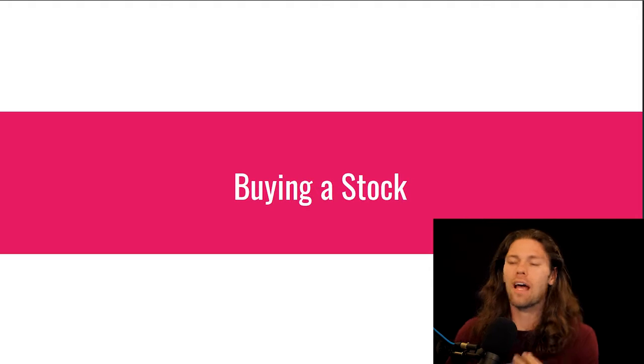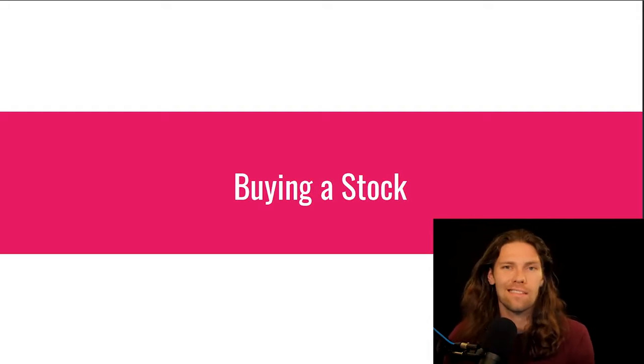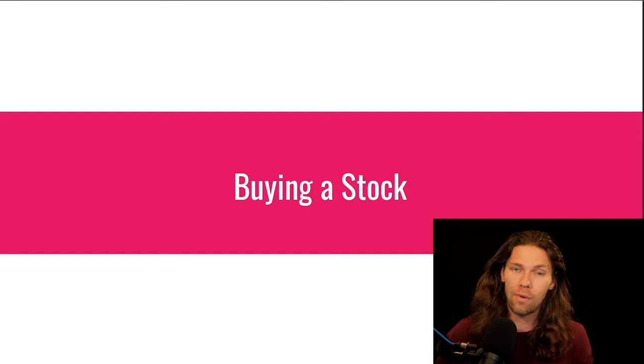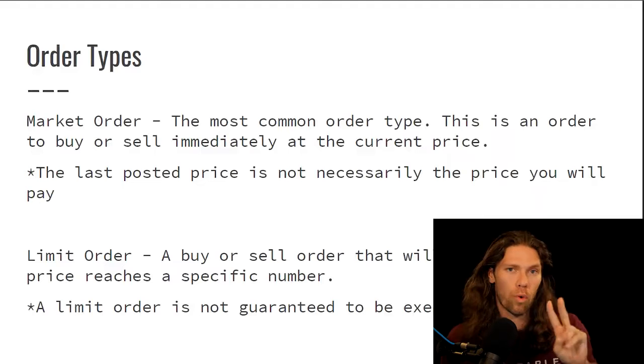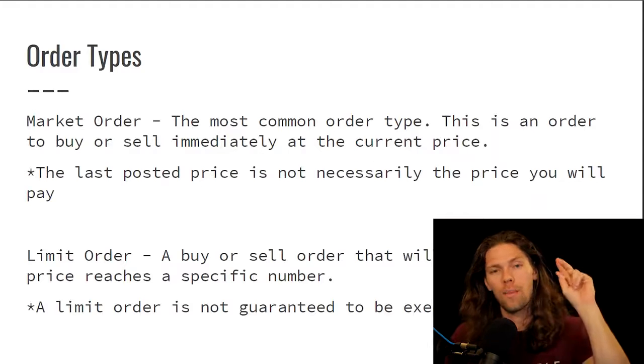So now let's say you've done your due diligence, you've dug into the financials of a stock, and you're thinking, you know what, I want to buy some of this stock. I think that this stock's going to go up. But how do you actually make a purchase? So we're going to discuss this. Let's discuss the top two most common order types. We have market orders and we have limit orders.